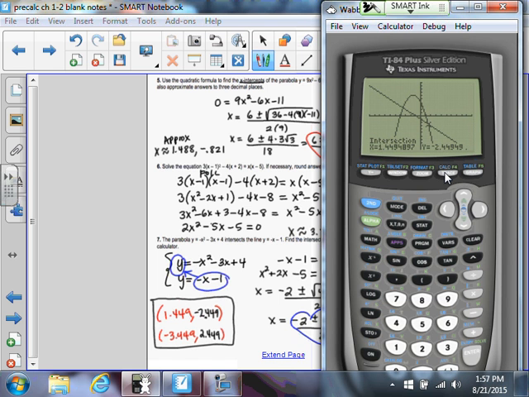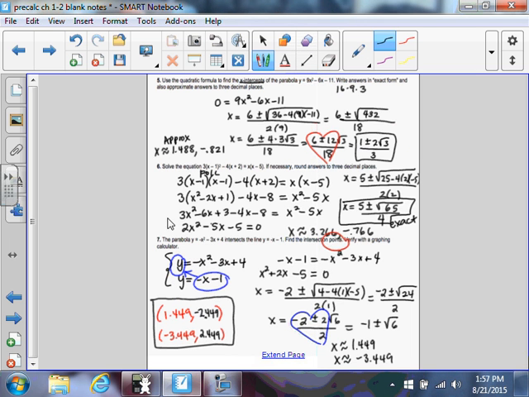All right, so that's how you find an intersection point. Pretty straightforward. So we do second trace, intersection. Okay, so let's talk about how to find a max or a min. Okay, so we had one on the other page. So let's flip back. Well, actually, let's do this first one, number 5.